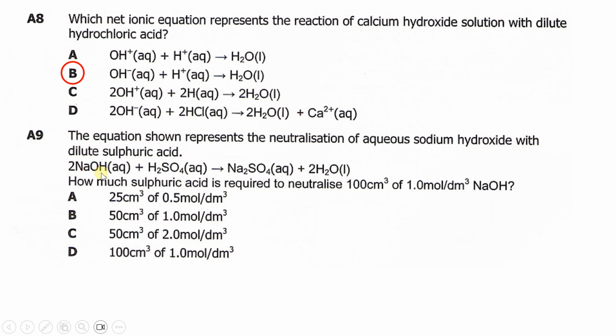So this equation they've given us represents the neutralization of aqueous sodium hydroxide with sulfuric acid to form sodium sulfate and water. Then they are asking how much sulfuric acid is required to neutralize 100 cubic centimeters of 1.0 mole per cubic decimeter of sodium hydroxide. So here they want you to find the correct amount that would be required.